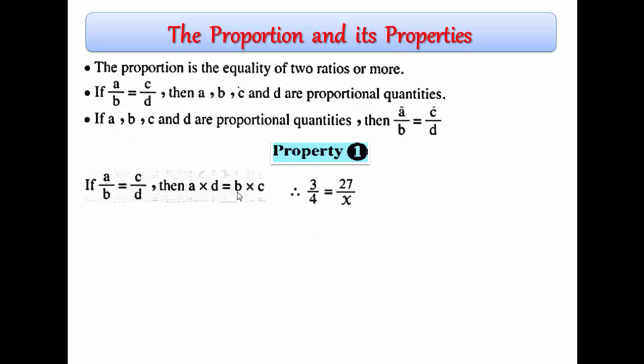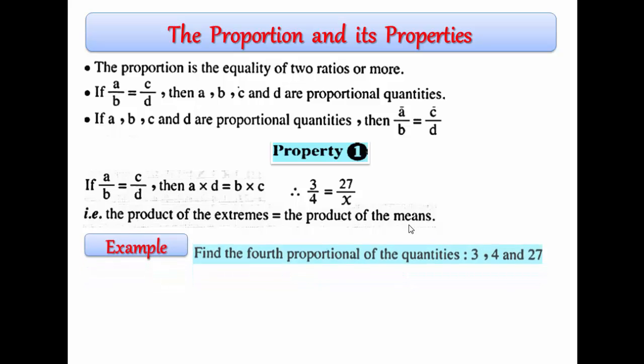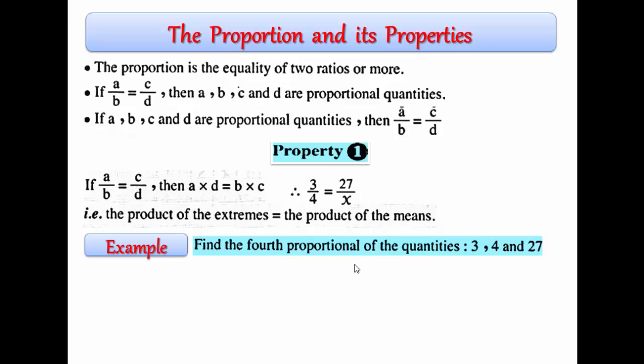Therefore 3 over 4 equals 27 over x. By using scissors here, the product of extremes equals the product of the means. For example, find the fourth proportional of the quantities 3, 4 and 27. Solution. Let the fourth proportional be x.